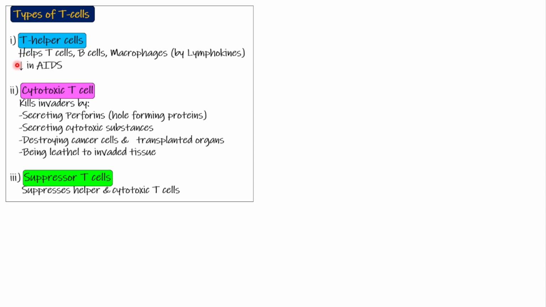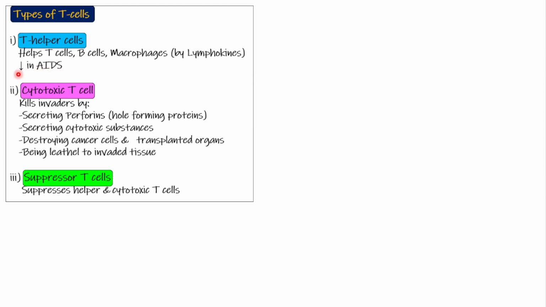Because of AIDS, acquired immunodeficiency syndrome. What is the problem in AIDS? If a person has an HIV infection, and that HIV infection stays for long, it will result in a condition known as acquired immunodeficiency syndrome. What exactly is happening in AIDS?